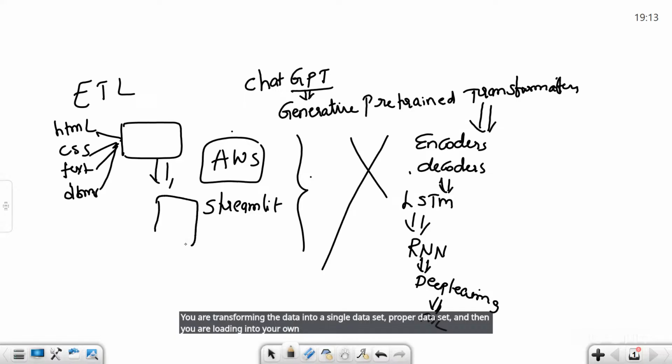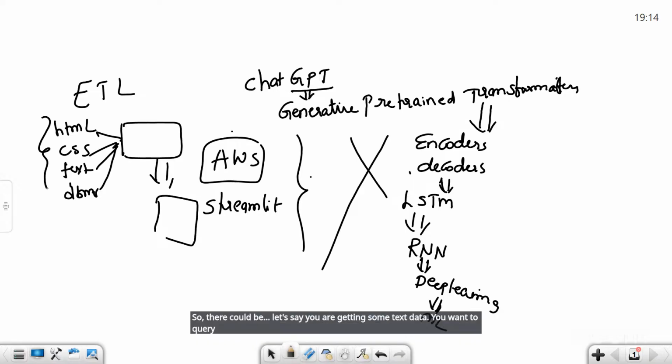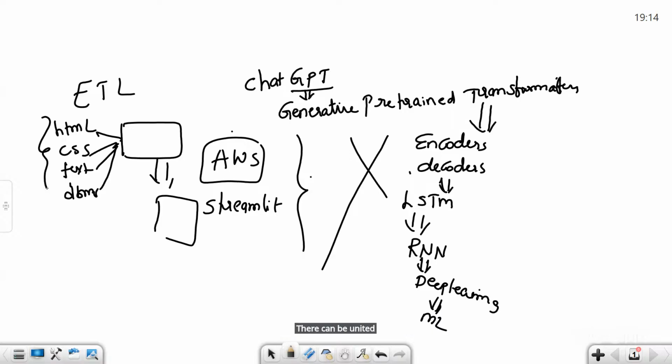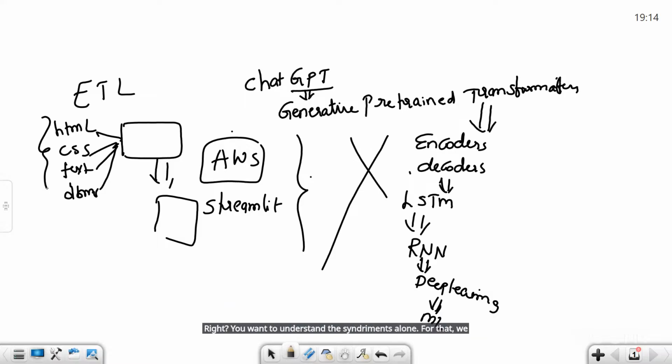So let's say you are getting some text data. You want to clean it, for example, you are extracting data from X, Twitter. There can be annoying data, some unusual data. You want to remove that. For that, we are going to use GenAI to clean the text data and all. So there are some techniques using generative AI to clean this data, right? For example, for cleaning text data like Twitter data, there is a technique called Beautiful Soup. For example, you want to convert the text data into numerical format, right? You want to understand the sentiments and all. For that, we are going to use generative AI.